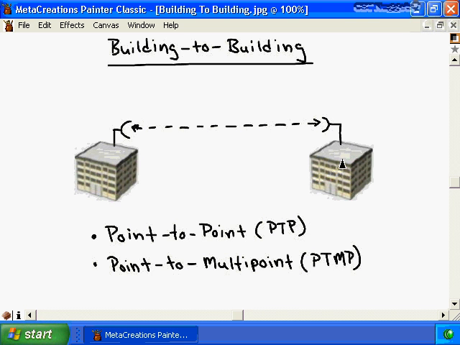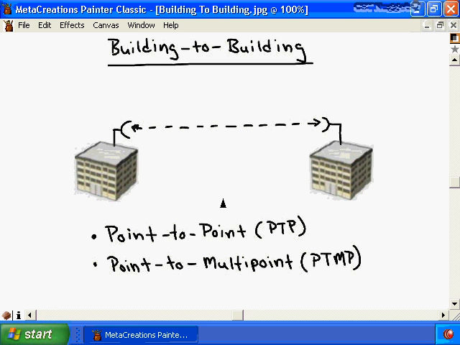So each building has its own wireless antenna, which is used to help establish a wireless connection between the two buildings. And in this example, where we only have two buildings connected together via this wireless connection, this is referred to as a point-to-point wireless connection. So it involves only two buildings.